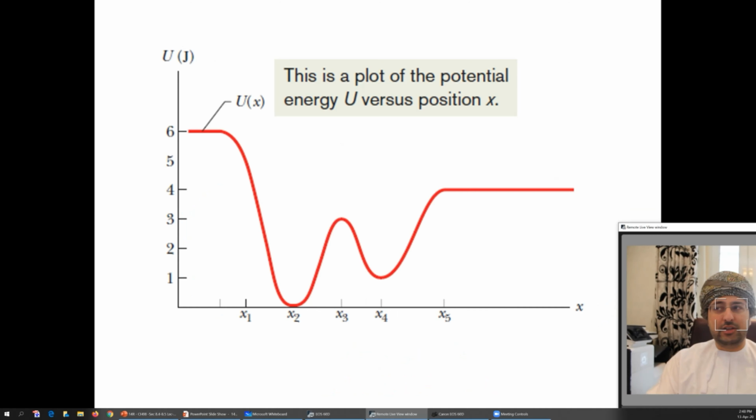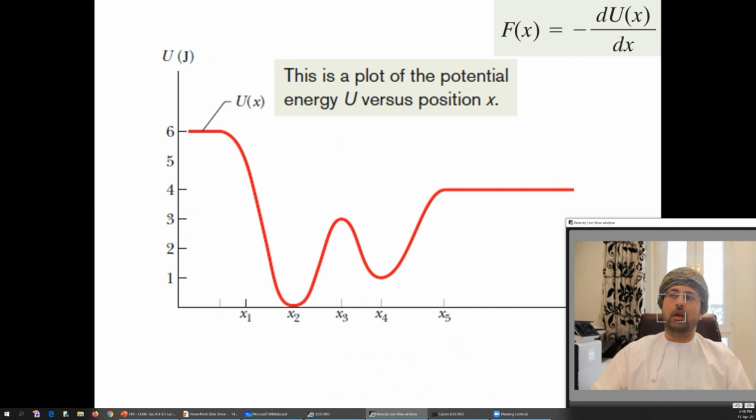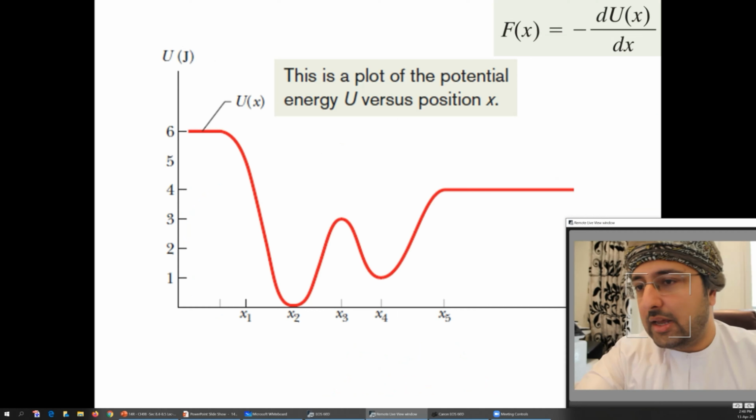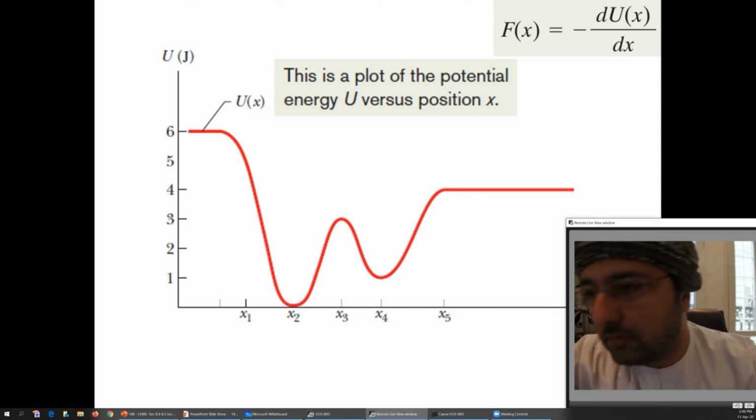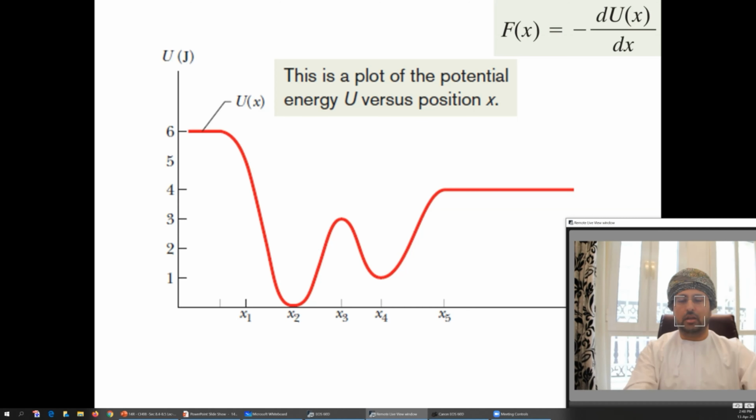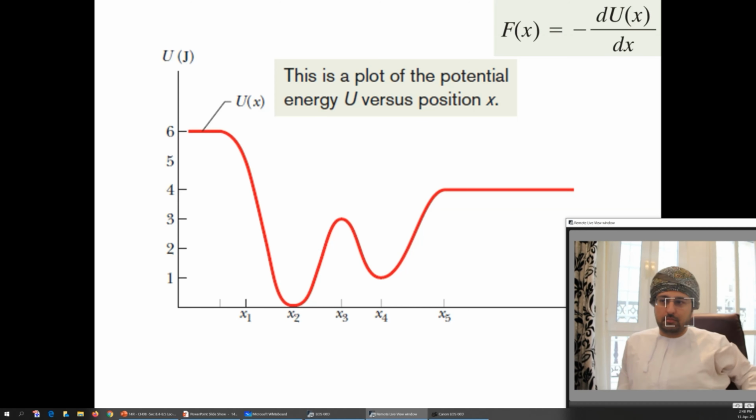This is a plot of the potential energy versus your position. So you start with a lot of potential energy, and then suddenly that goes very low, and then you go a bit higher and a bit lower again, and then you go up again, and then it's stable again. What do these points tell us? I just got an idea to make this a little bit easier for us. So this should be hopefully better.